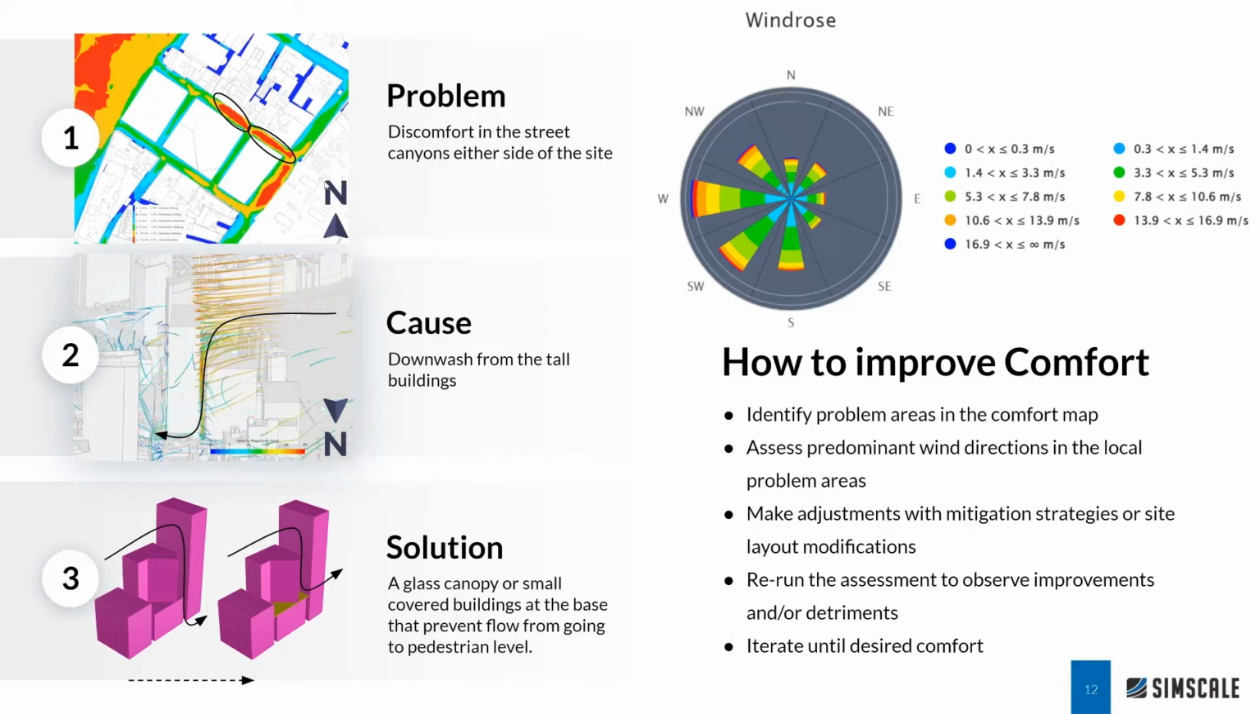So in this case, I went for the most simple solution I could. If I introduce a glass canopy at roughly the height of the surrounding buildings, what I can actually do is reduce the downwash effect. So I can make sure that the downwash comes out at a higher level than the surrounding buildings, rather than going down to pedestrian level. Does it work? Well, that's what design iterations are for.